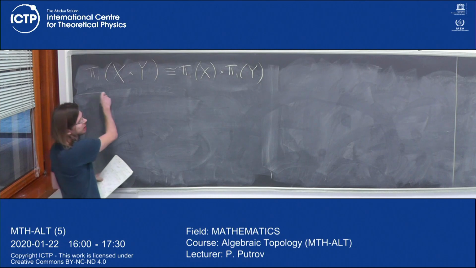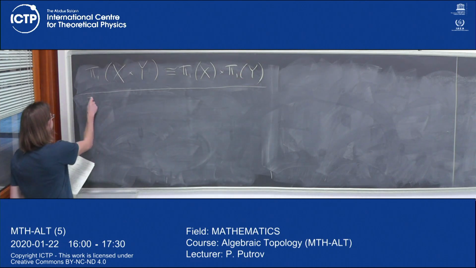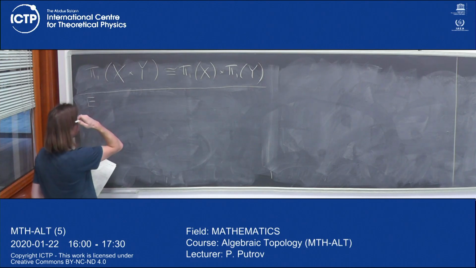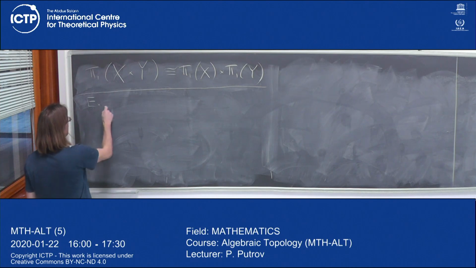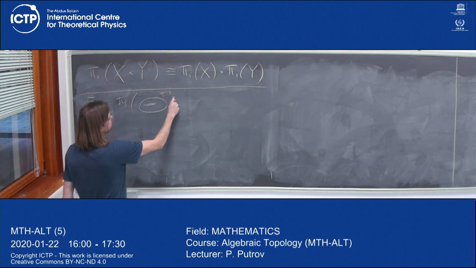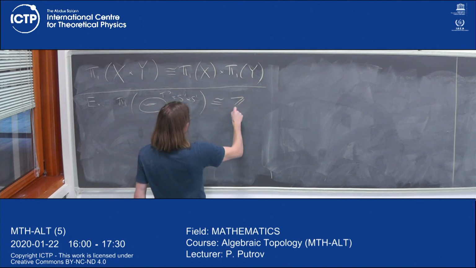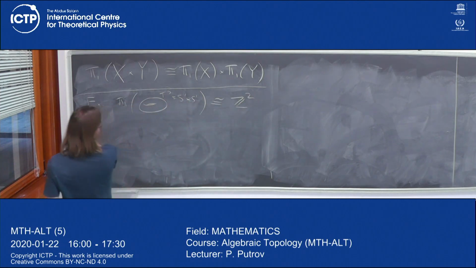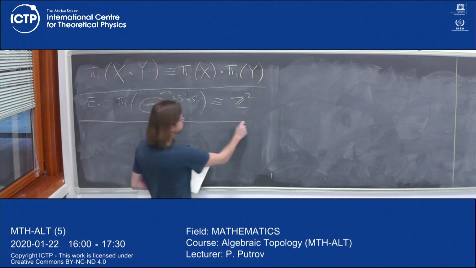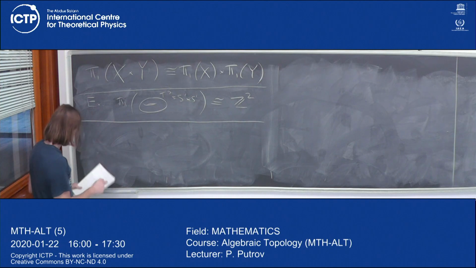Okay, so this automatically allows us to compute fundamental groups of products of spaces for which we already know the fundamental groups. For example, if I want the fundamental group of the two torus, which is this one times this one, this is isomorphic to Z squared.